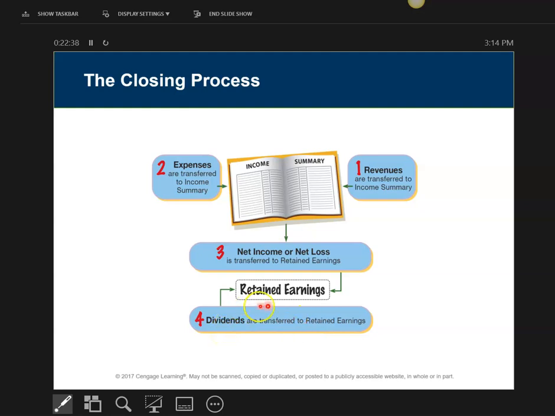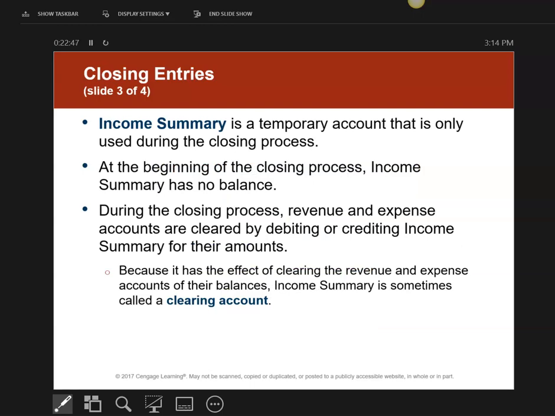Credit the dividends and debit the retained earnings. And I'll show you this in a minute. Let's talk about income summary account right now. So here's my income summary account. It's nothing more than, think of it as a clearing account or a slush account.